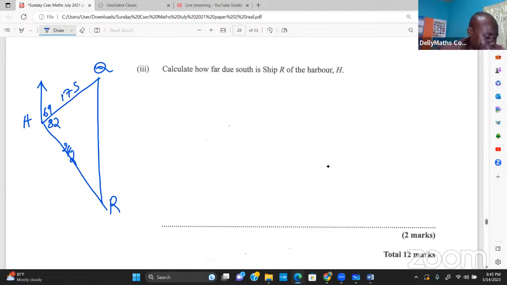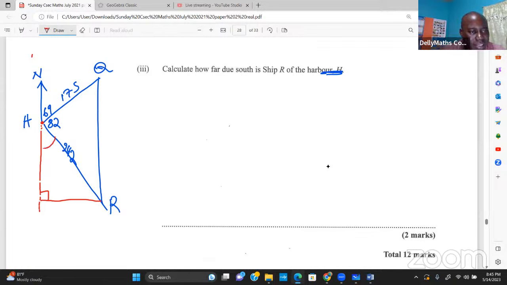And the question says, remember: how far due south is ship R from the harbor H? What they're asking you to do is simply to extend this north going south until you line up with R. So they are saying come down until you line up with R. That means this is going to be a right angle triangle.